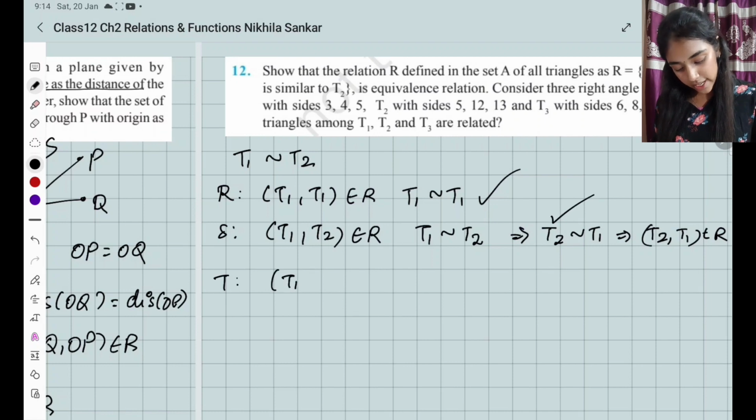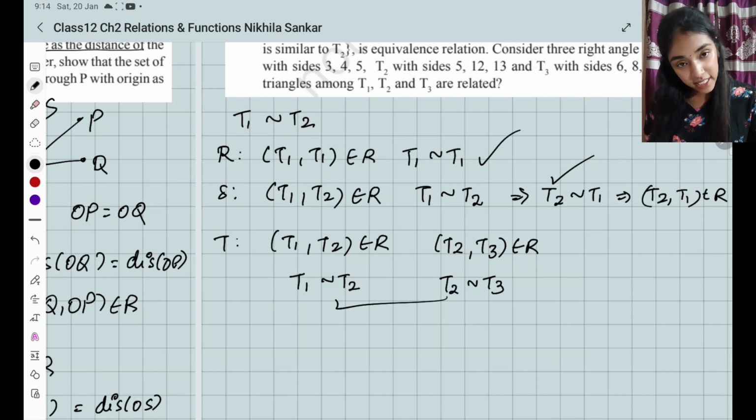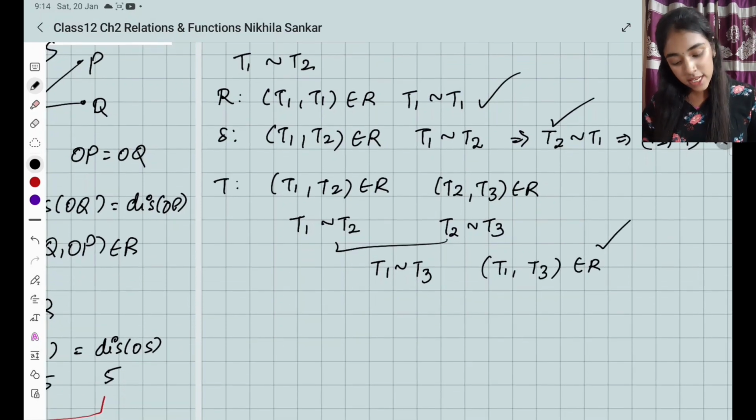Now, what does transitive mean? (Triangle 1, triangle 2) belongs to the relation, which means triangle 1 is similar to triangle 2. Similarly, you also know that (triangle 2, triangle 3) belongs to the relation, which means triangle 2 is similar to triangle 3. What can we conclude from these two? You have triangle 1 similar to triangle 3, which means (triangle 1, triangle 3) belongs to the relation. So this is also going to be transitive, which means we are talking about an equivalence relation.